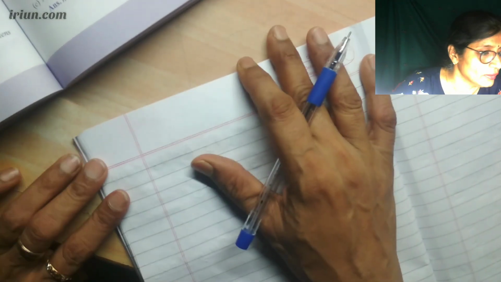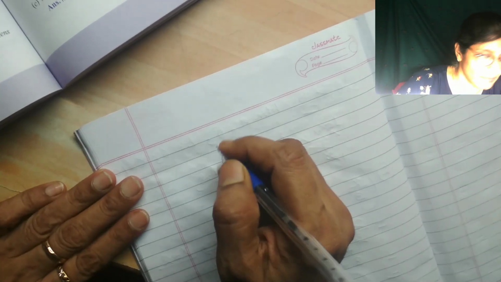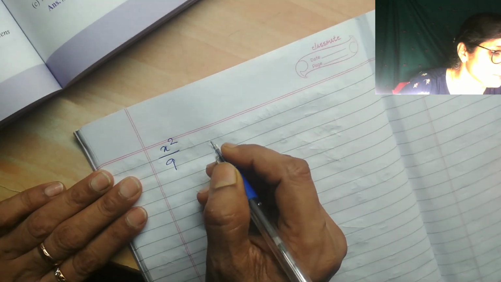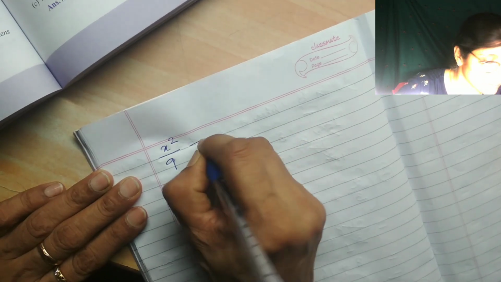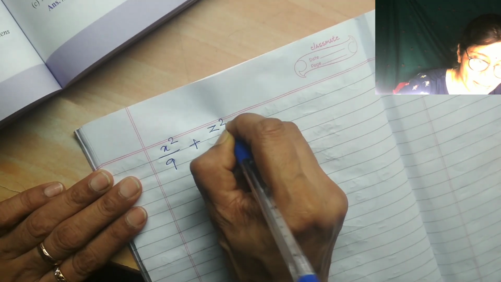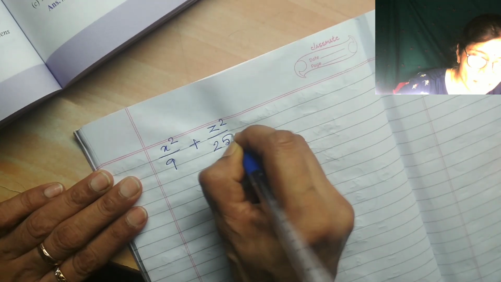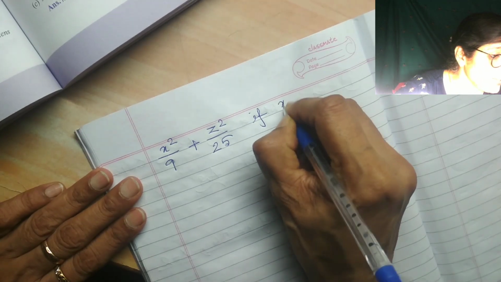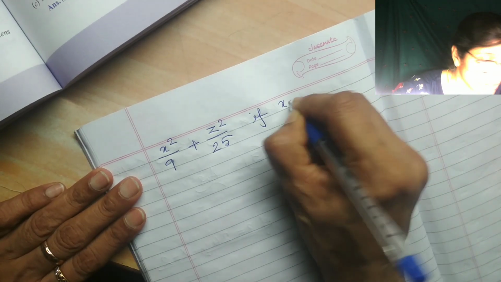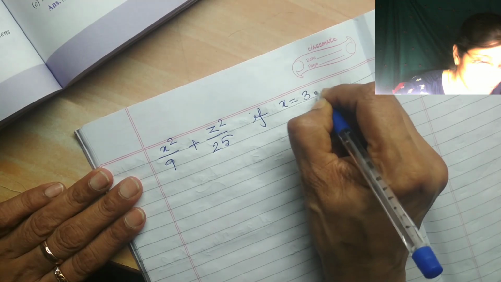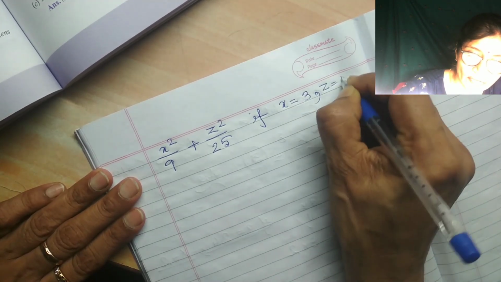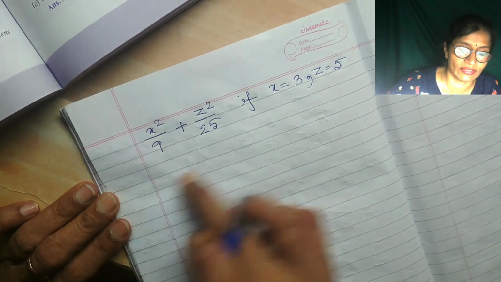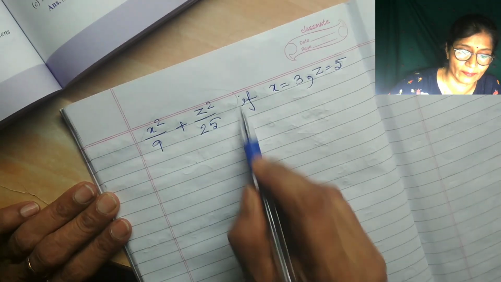Last sum I am doing. It is written here x square divided by 9 plus z square divided by 25. We have to find out the value of this, if it is given x is equal to 3, z is equal to 5. x is 3 given and z is 5 given, you have to find out the value of this whole thing.